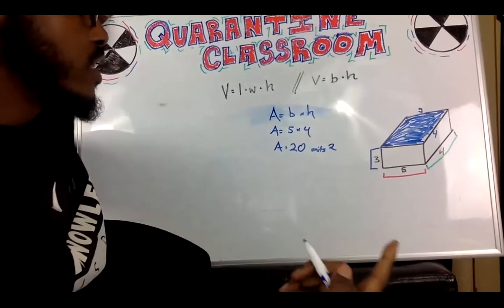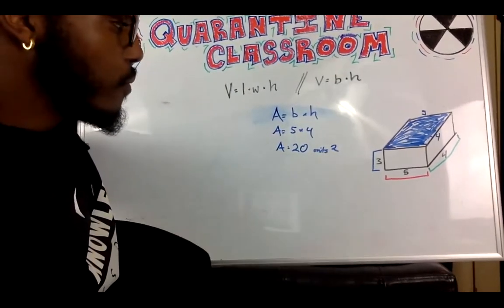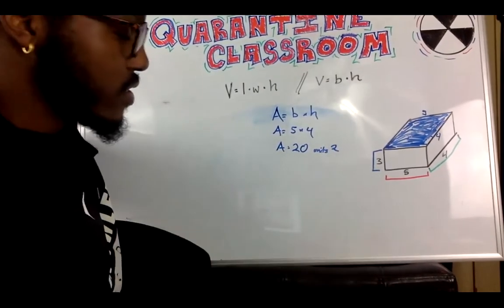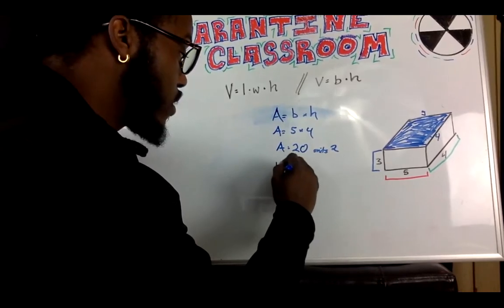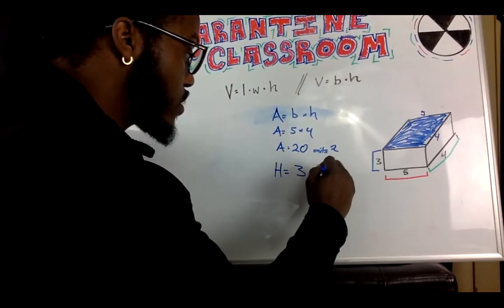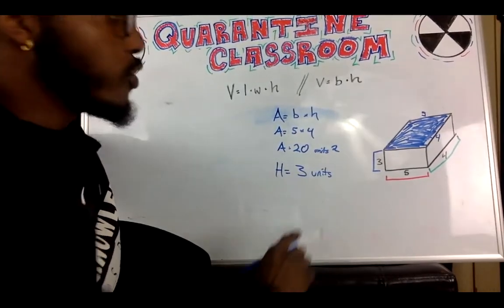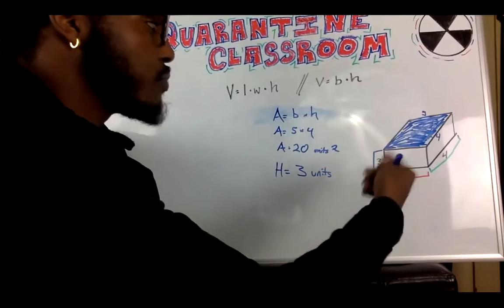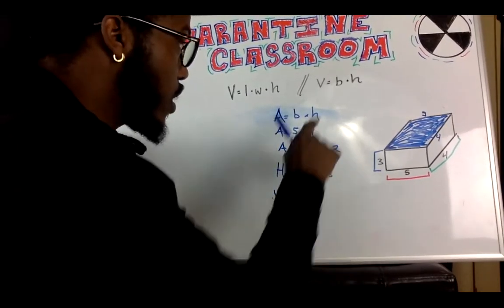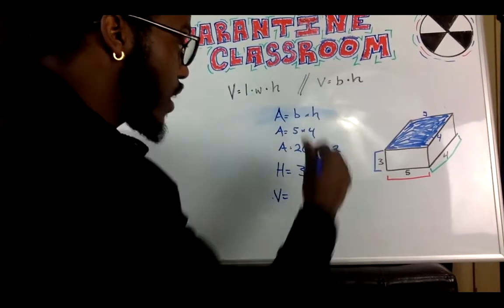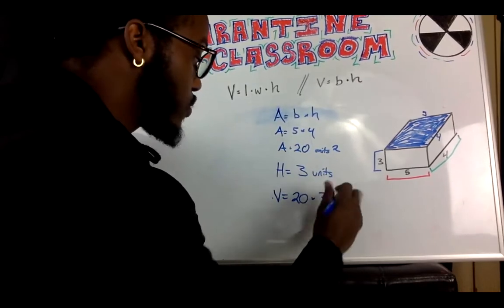Then the question is going to ask me, what is the height of this rectangular prism? I know that it's 3 units high. H equals 3 units. H is for height, 3 units. And then if we want to know the volume, how much space it would take to fill up this rectangular prism, I'm going to go back to my original equation. Base times height. I know that my base is 20 units, and then I'm multiplying it times my height, which is 3 units.